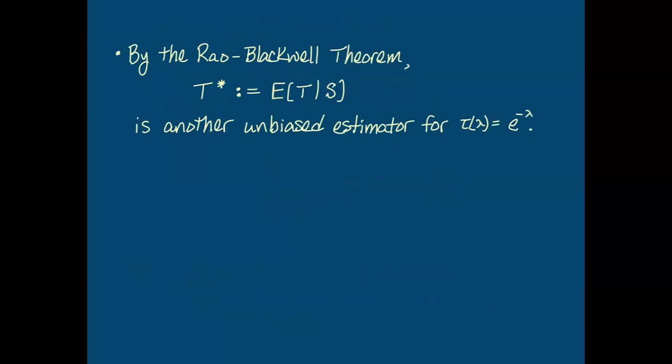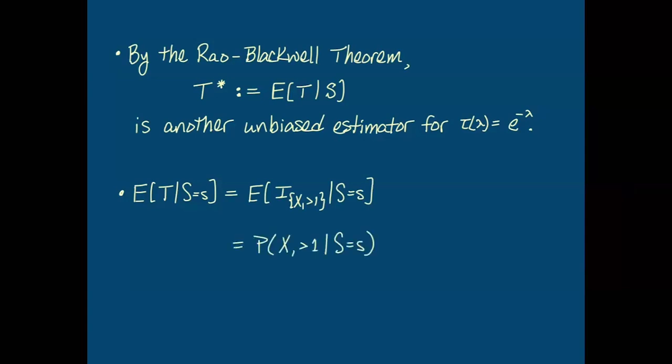To do such a conditional expectation, I find it convenient to start by fixing an actual value of s. Let's consider the expected value of t, given that capital S equals some little s. I'm going to plug in what t is. It's an indicator. And we know that the expected value of an indicator is always the probability of the event being indicated, even if we're in a conditional space where S equals s.